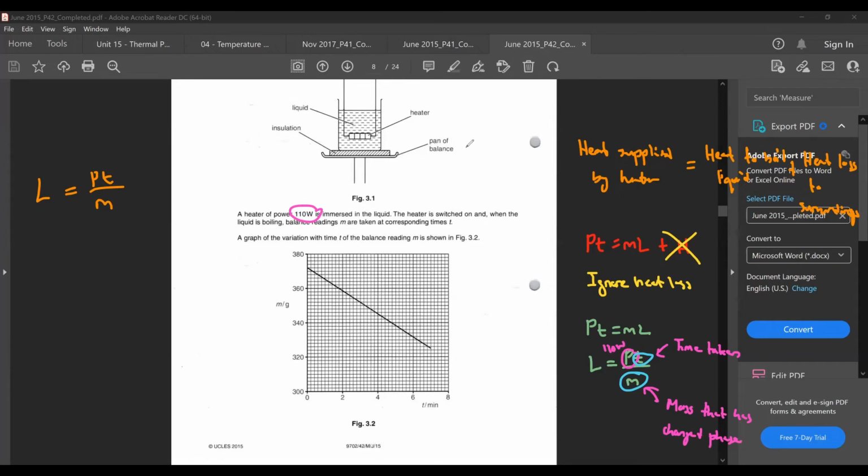Let's just say, for example, I want to read this. This one is my t. Okay, t is 6 minutes. So at t = 6 minutes, what is my mass that has actually boiled off? What is the mass that has actually changed phase? That one will actually be given by something like this here. Okay, this one will actually be my m, which would actually be some value now.